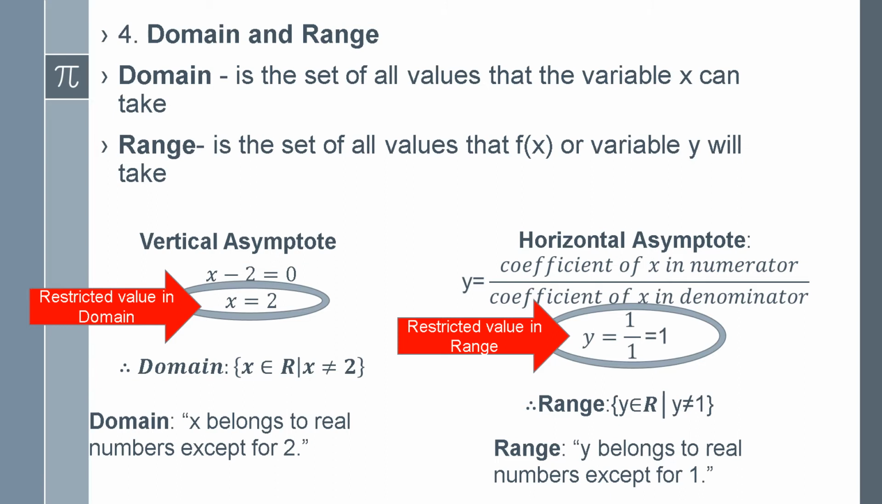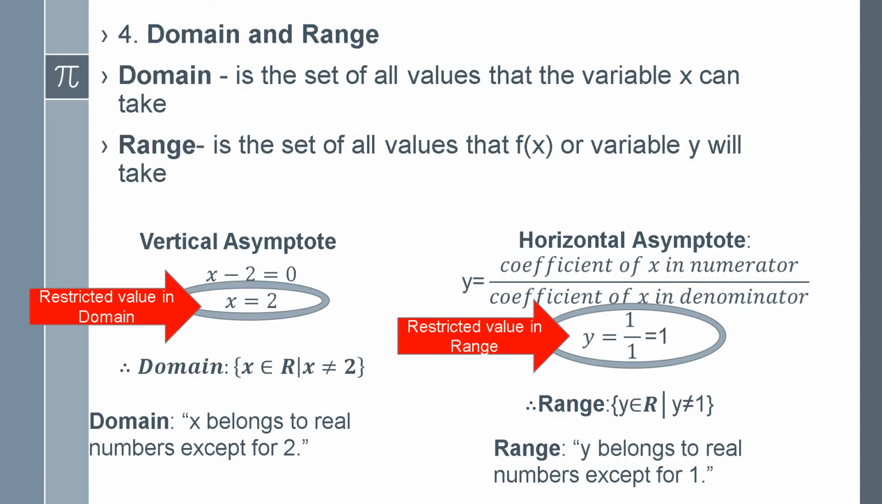Sa pag-determine ng domain and range, we have restrictions. And then yung restriction na yon sa domain and range, or yung hindi dapat isama sa domain and range, is the asymptote. Gaya nga ng sabi ko kanina, yung asymptote like vertical and horizontal, they are the boundaries of the graph. Kapag meron tayong boundaries, hindi niya pwedeng matouch yung wall na yon or yung boundaries na yon. Kaya excluded siya or hindi siya dapat kasama sa domain and range. The restricted value in the domain is the vertical asymptote.